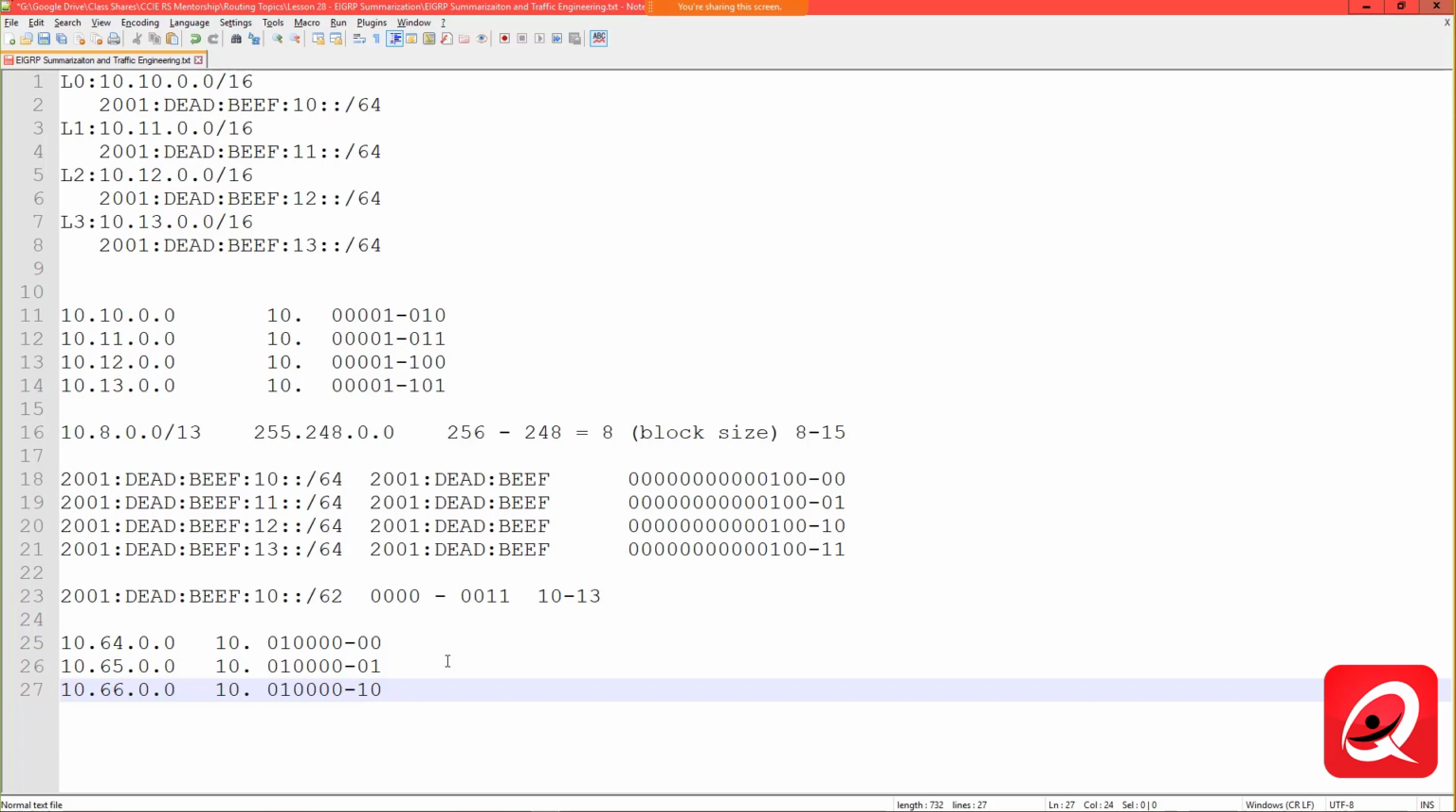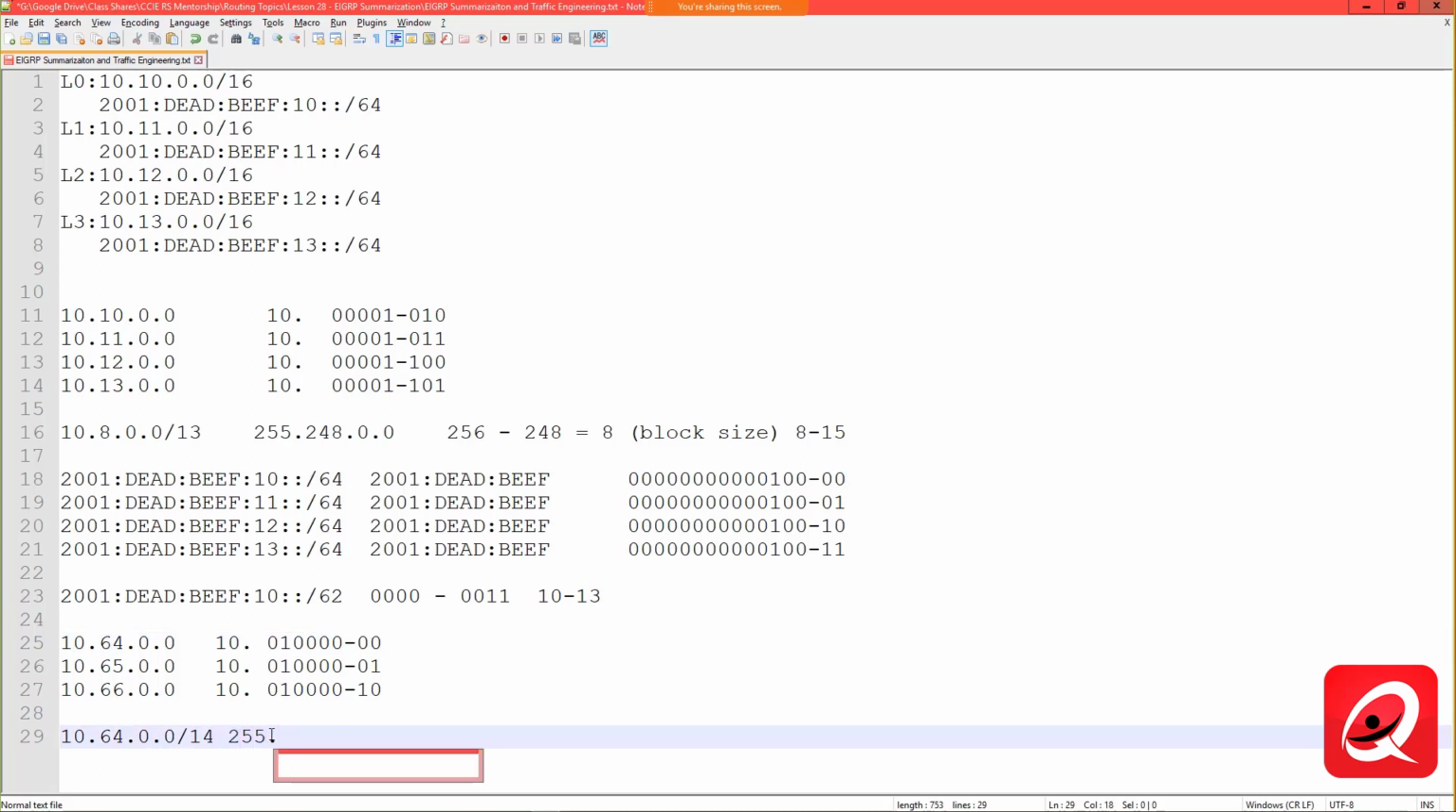So this becomes my summarization boundary. These are my common bits, including the 10, which means my summary becomes 10.64.0.0 slash, we've got essentially 16 minus 2, which is 14 bits that are common, right? Because the last 2 bits are not common. So that becomes my summary, which is 255, essentially 252.0.0. 256 minus 252 is equal to a block of 4.